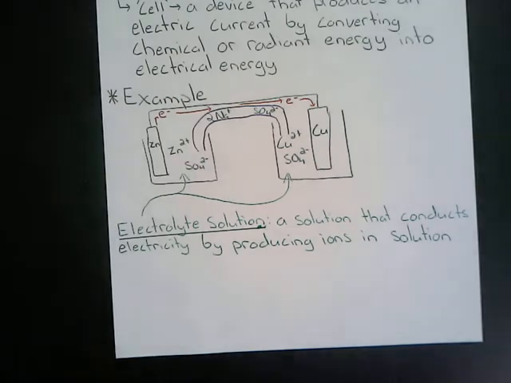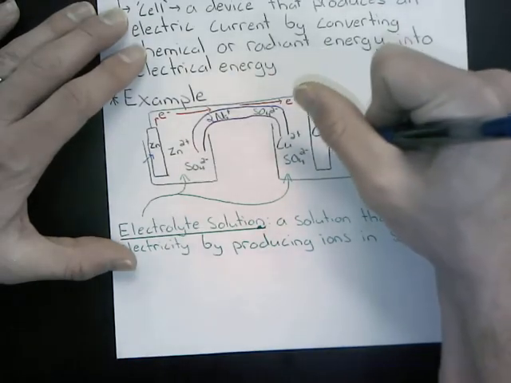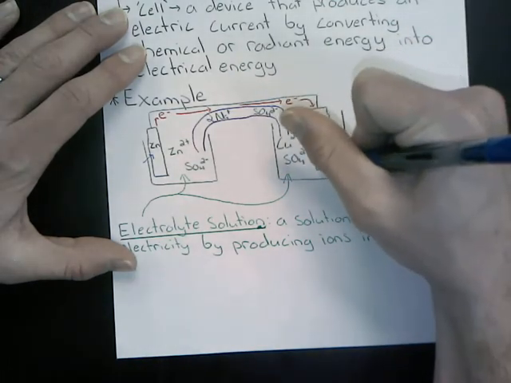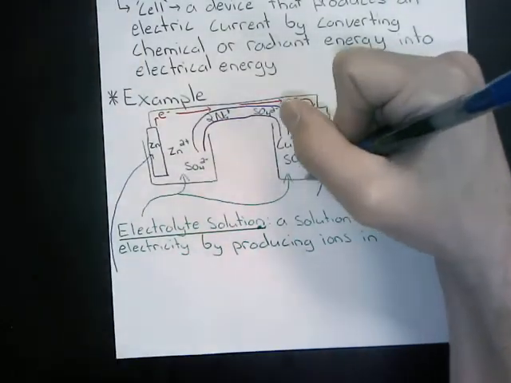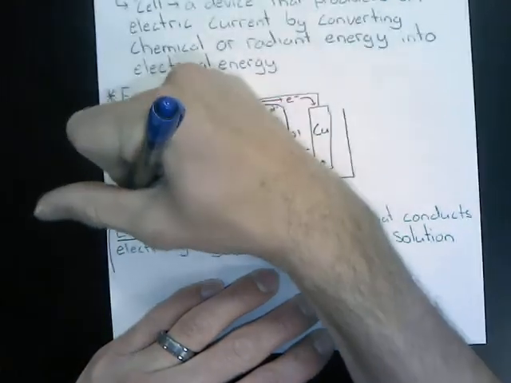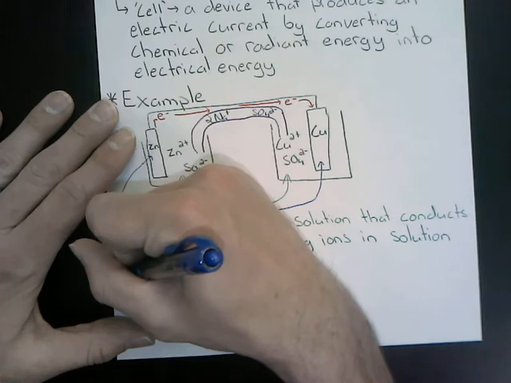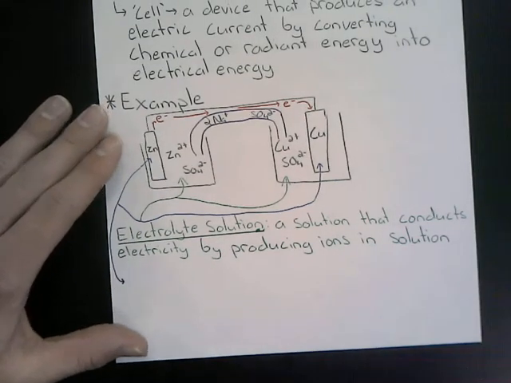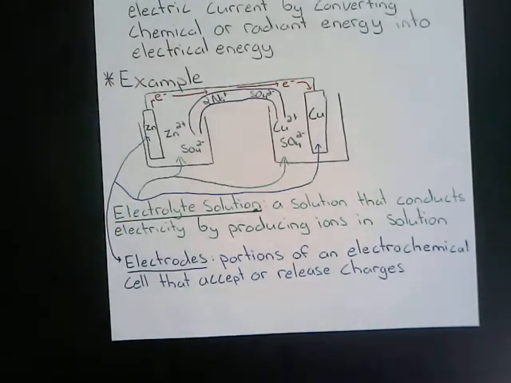Okay, so some other things contained within our electrochemical cell are these electrodes. And I'm going to draw arrows here. The electrodes are the actual metal strips here that allow our electrochemical cell to function. So again, these metal strips here, the zinc and the copper strips, these are known as the electrodes.